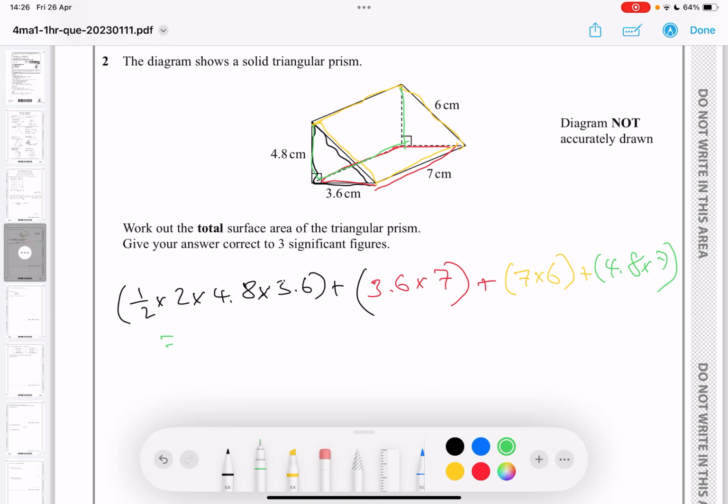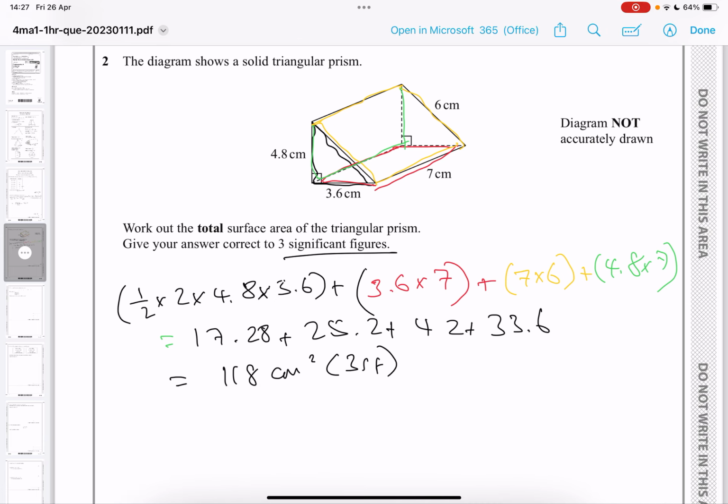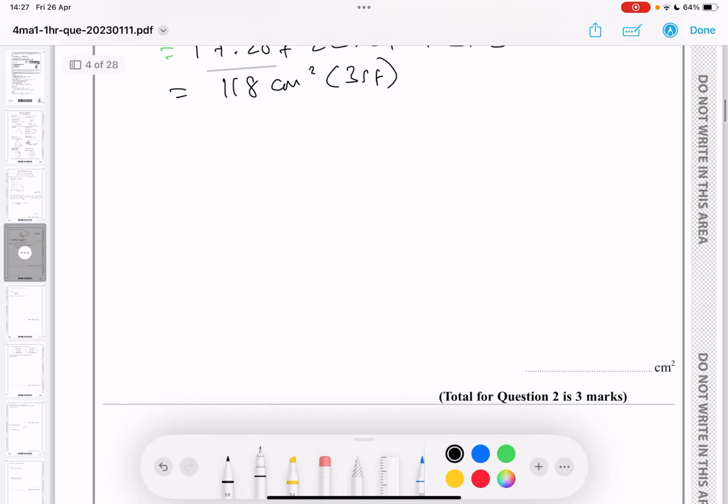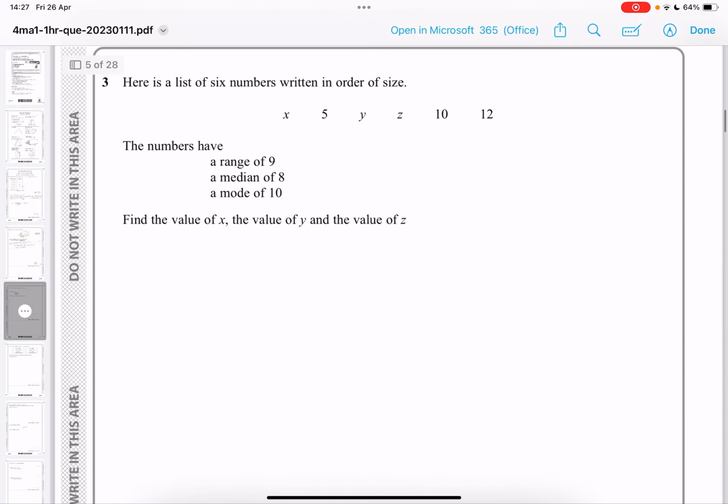So half times 4.8 times 3.6 times 2 gives 17.28. Plus 3.6 times 7 gives you 25.2, 7 times 6 is 42, and 4.8 times 7 is 33.6. So the total surface area is going to be 118 centimeters squared to 3 significant figures. It's asking for the answer in 3 significant figures. 118.